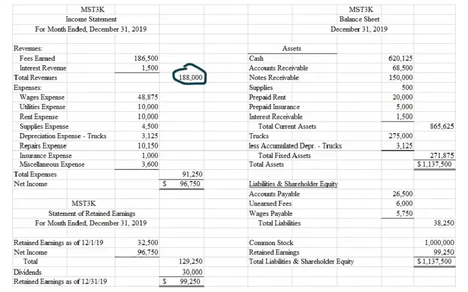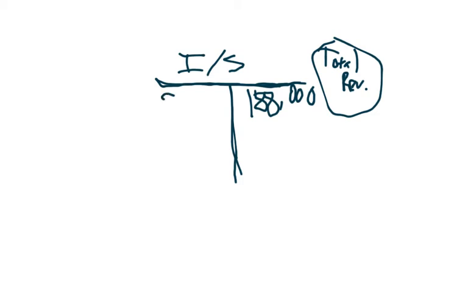So we'll go back to the T account, but before we get there, guess what? You've seen that 91,250 before, because there it is. It's the total expenses that you saw in the income statement. So we got 91,250. Okay, so again, I want you to interpret that as total.